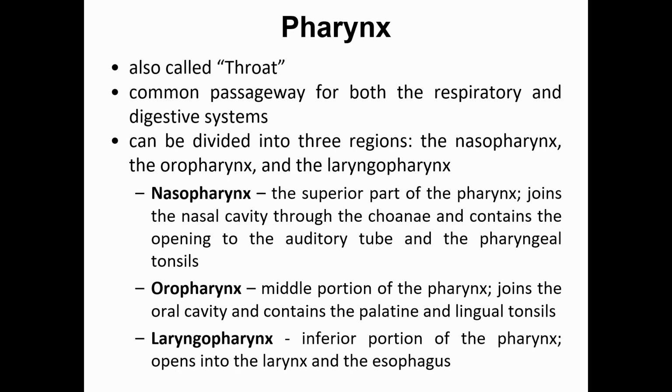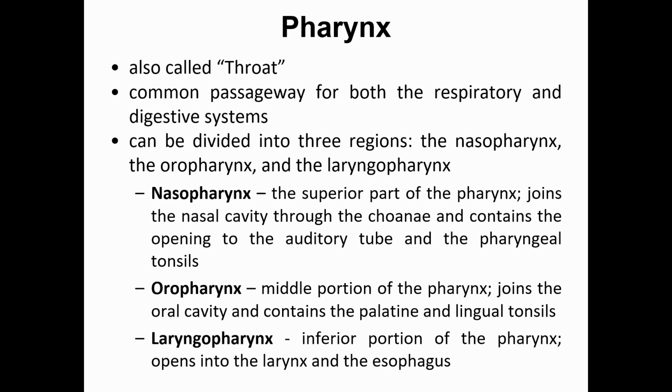So we have our pharynx. This is commonly called your throat. It is a common passageway for both the respiratory and digestive systems, and can be divided into three regions: the nasopharynx, the oropharynx, and the laryngopharynx. Your nasopharynx is the superior part of the pharynx, joins the nasal cavity through the choana, and contains the openings to the auditory tube and pharyngeal tonsils. So you might notice that our auditory system is intertwined with our respiratory system. This is why we have doctors that specialize in the ears, eyes, nose, and throat. It's because these are all chambers that are linked together.